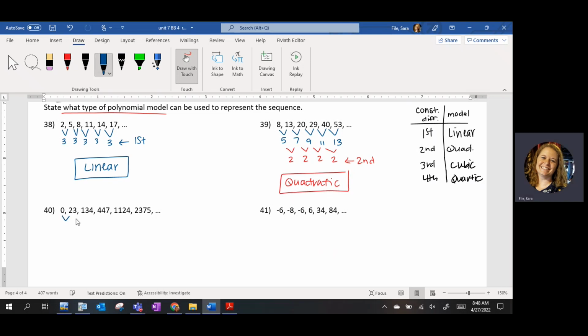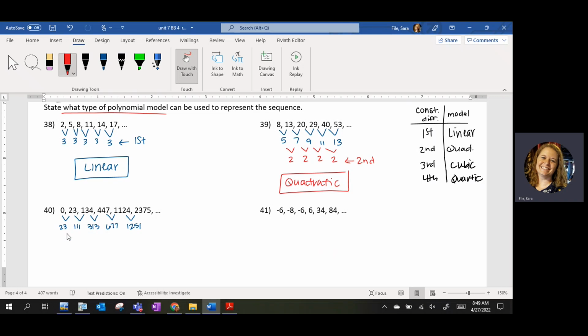Okay, we're going to try on 40. So that would be +23. When you start getting into those larger numbers, you may want to use the subtraction, actually, the difference, and that's 111. Okay, and then 447 minus 134 is 313. 1124 minus 447 is 677. And 2,375 minus 1,124 is 1,251.